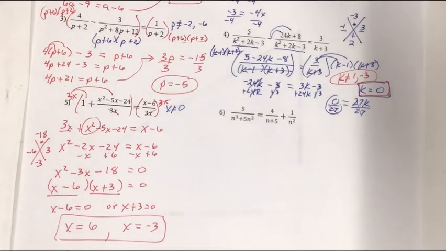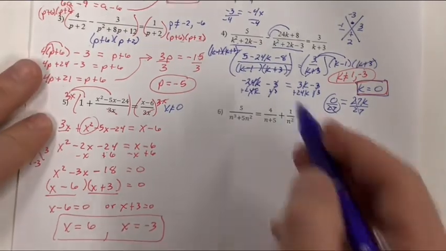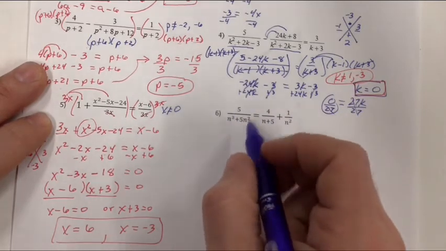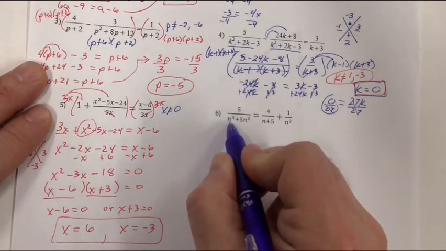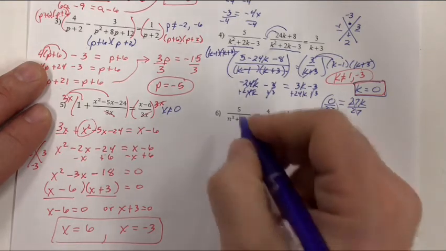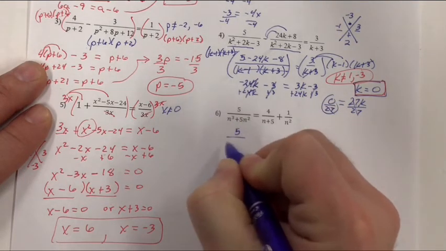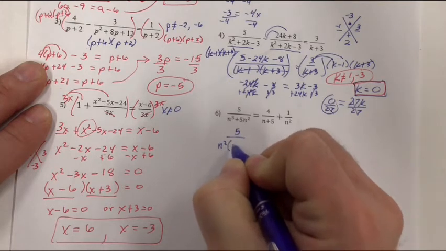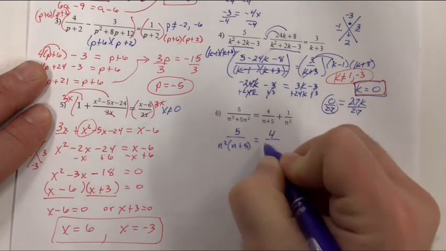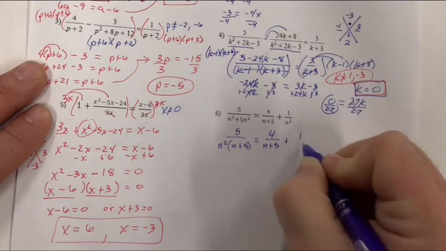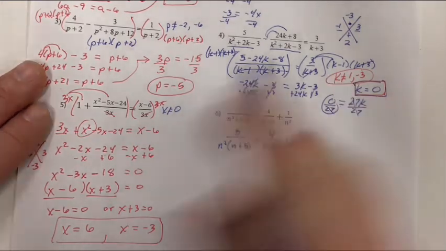Okay, one final example here. All right, and again, this looks a little more complex, but again, factoring the denominators is really going to help you, because if you look at this, these have a common factor of n squared. So this is actually 5 over n squared times n plus 5 equals 4 over n plus 5 plus 1 over n squared. Now let's do a couple things here.